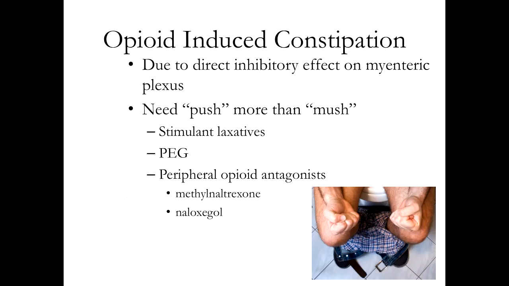So even if we load somebody up on a stool softener, it may get mushy, but it may just sit there. We do have good data on the stimulant laxatives. We have good data on polyethylene glycol, or Miralax. And we also now have what are called PAMORAs, or peripherally acting mu opioid antagonists. And the two that we have right now are methylnaltrexone and naloxegol. So methylnaltrexone is Relistor, and naloxegol is a drug called Movantik.